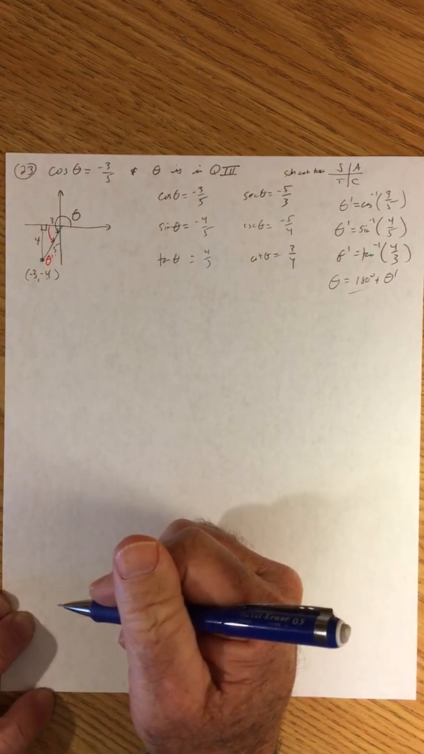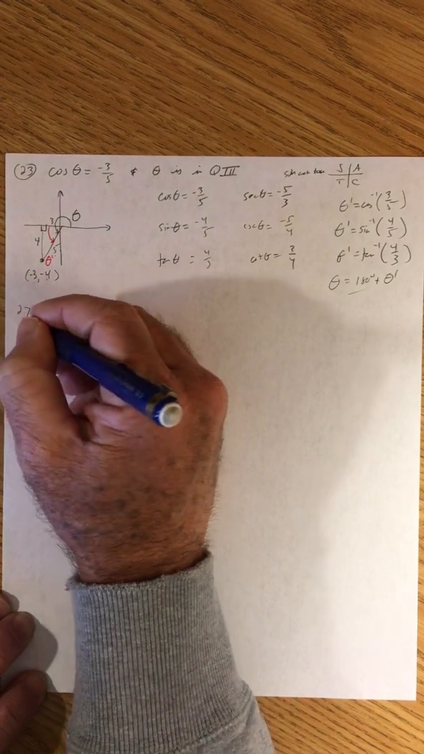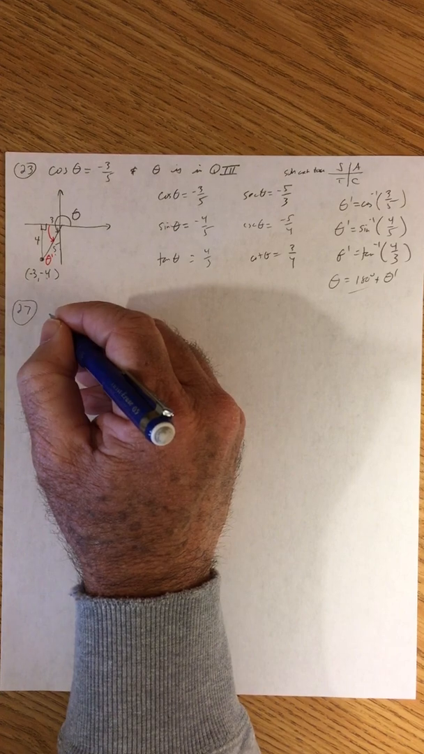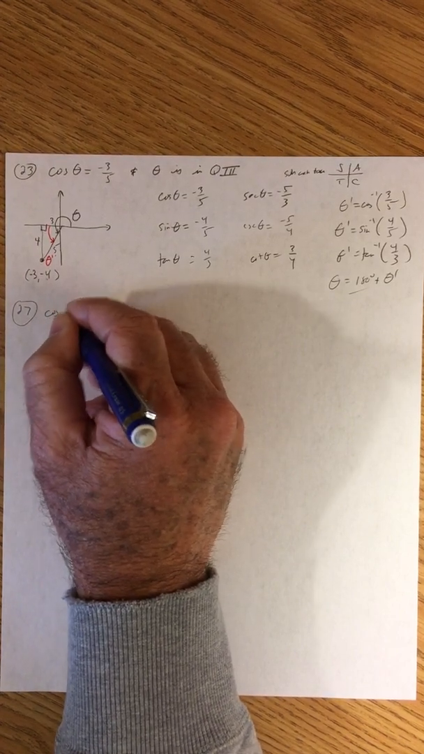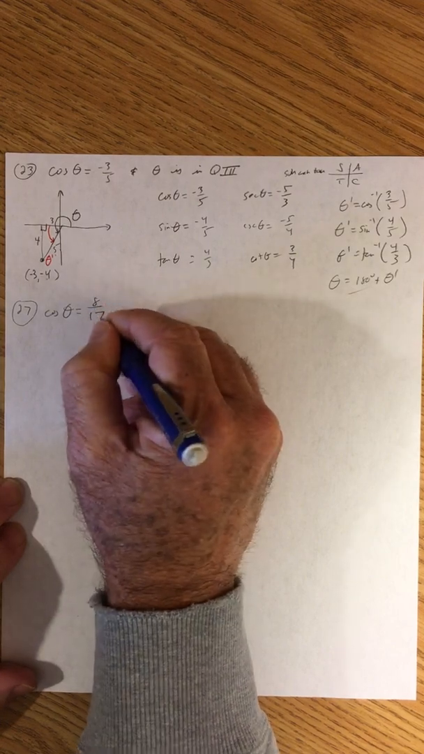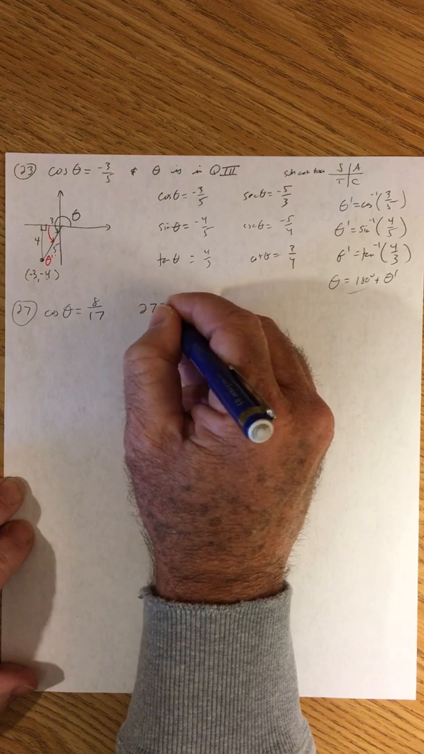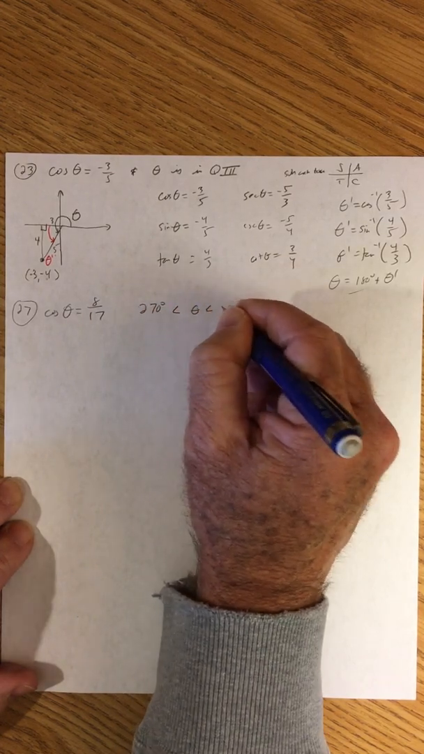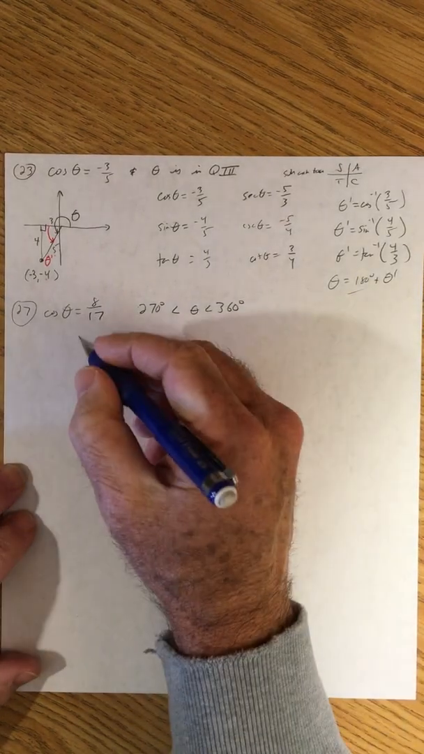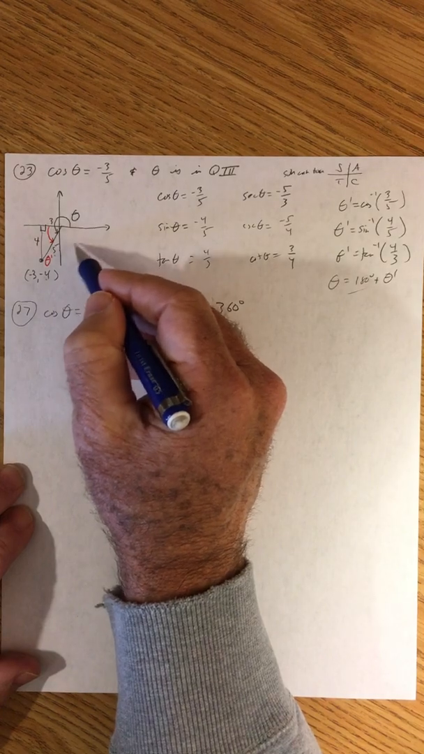Okay, next problem is number 27. Now this one says cosine theta is equal to positive 8 divided by 17. And it says that 270 degrees is less than theta, which is less than 360 degrees. Okay, again, we will draw a picture, 270 to 360. That's quadrant 4, down in this area.